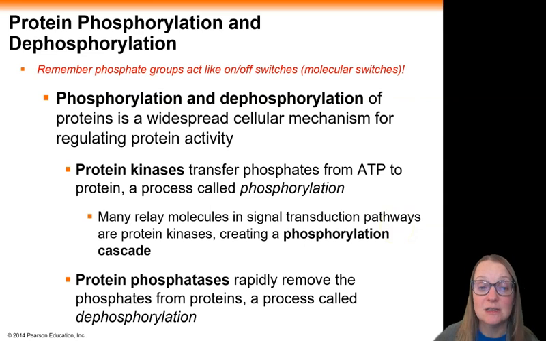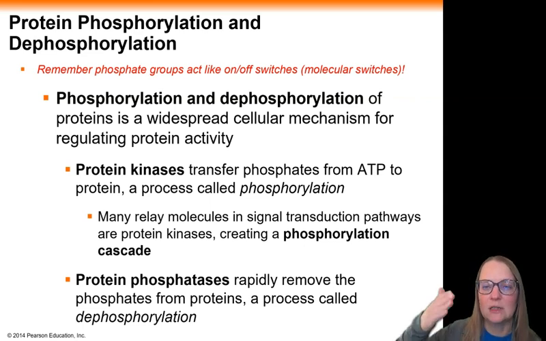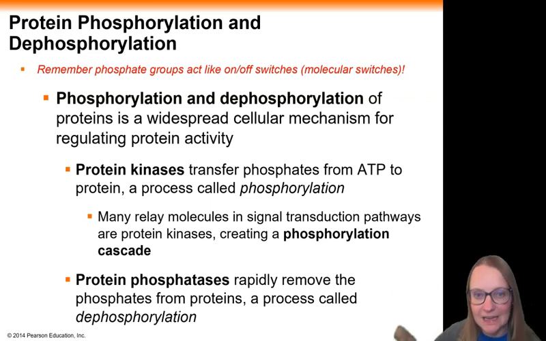And what this does is it creates what's called a phosphorylation cascade, and we'll take a look at this here in a second. But essentially, one protein kinase will phosphorylate the next protein kinase, which activates it. And then it phosphorylates the next protein kinase in line, and so on and so forth.